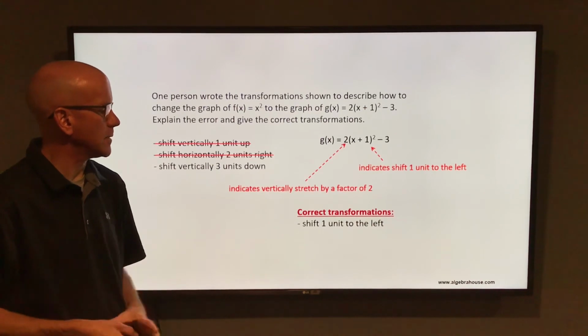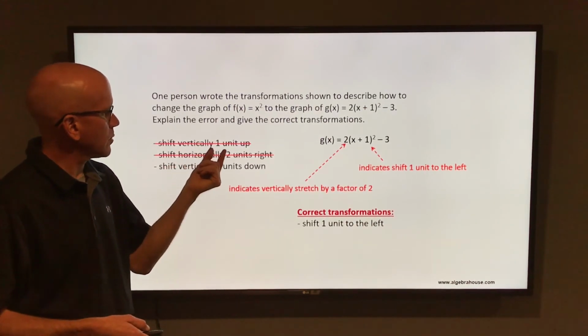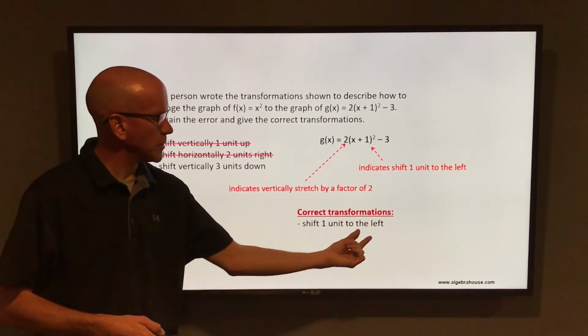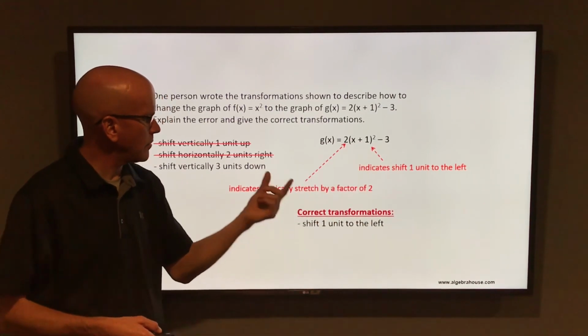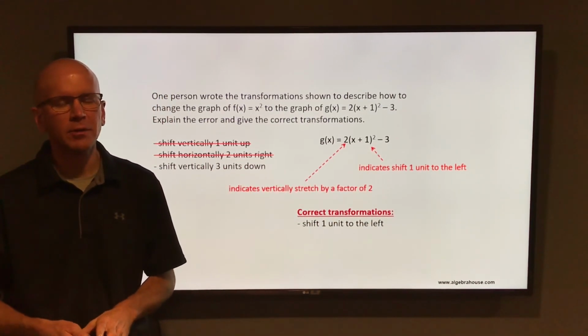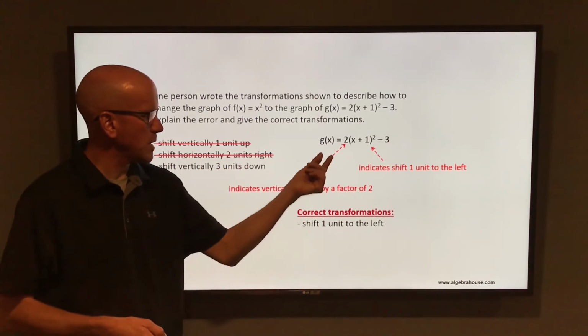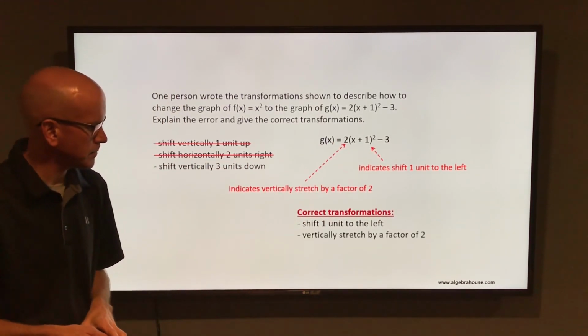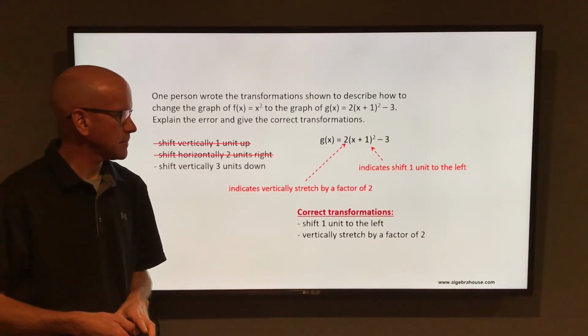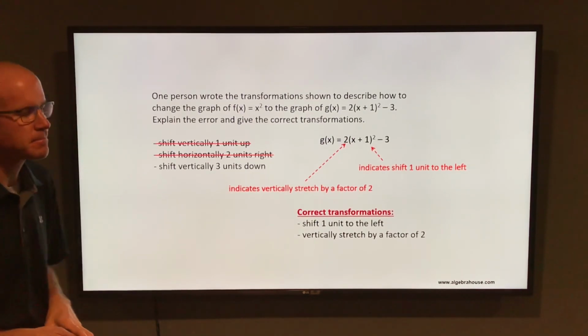That one's actually right. So shifting vertically 1 unit up, that should be shifting 1 unit to the left. They thought adding 1 to the value of x shifted it up 1 unit. It's actually shifting to the left 1 unit. And shifting horizontally 2 units to the right, that should be stretched by a factor of 2. So those are the mistakes, and those are the corrections.